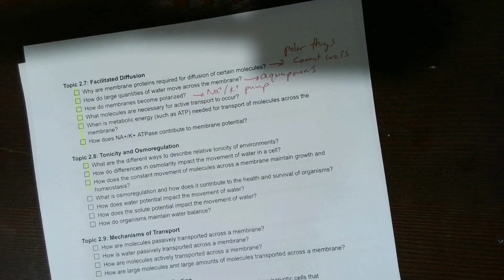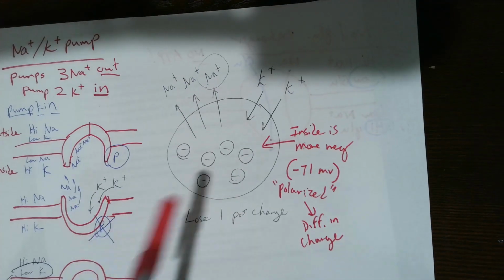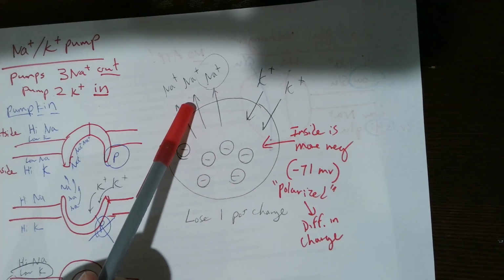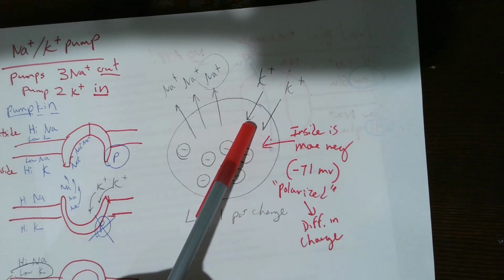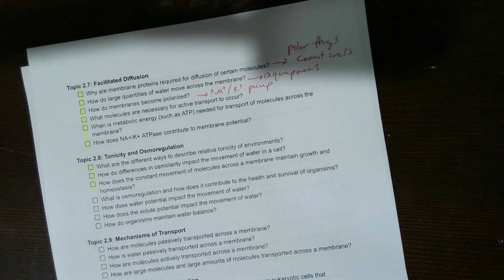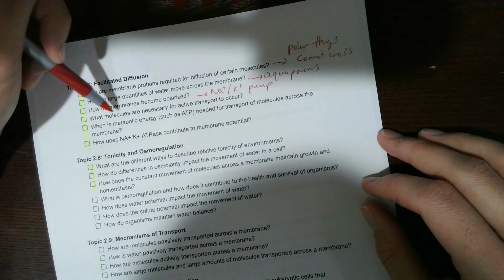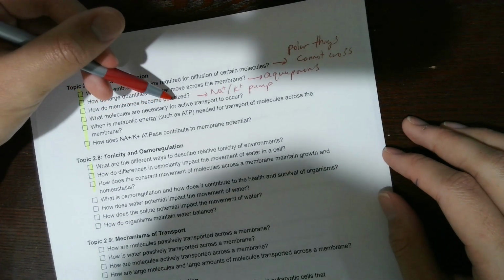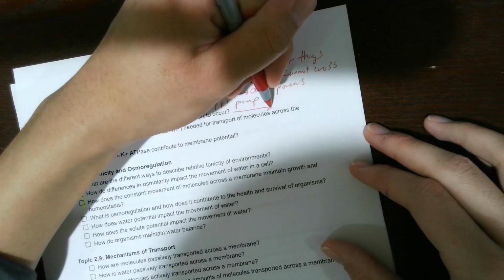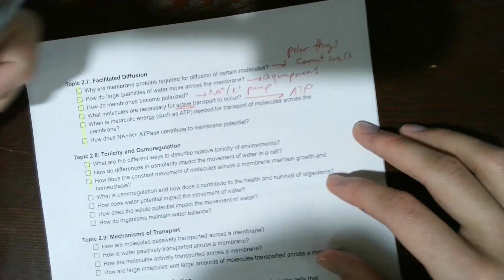Alright? And it has to do with this diagram we had right here. How we're pumping out 3 positives and only bringing in 2 negatives. So since we're losing 1 positive charge, the cell becomes negative. What molecules are necessary for active transport? Active. So ATP tends to be the big one.